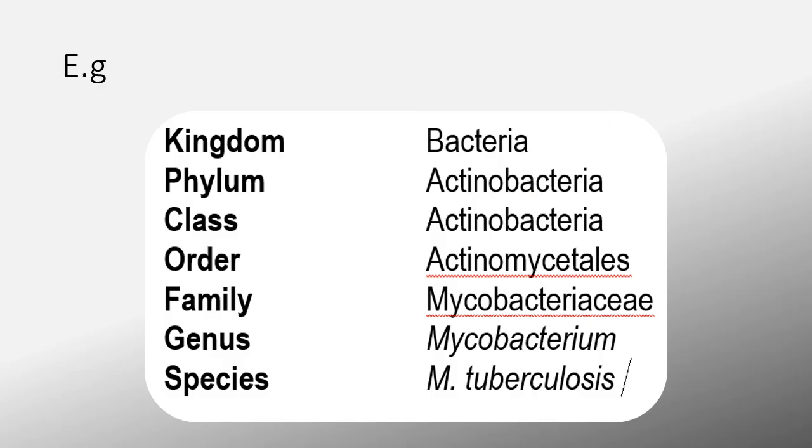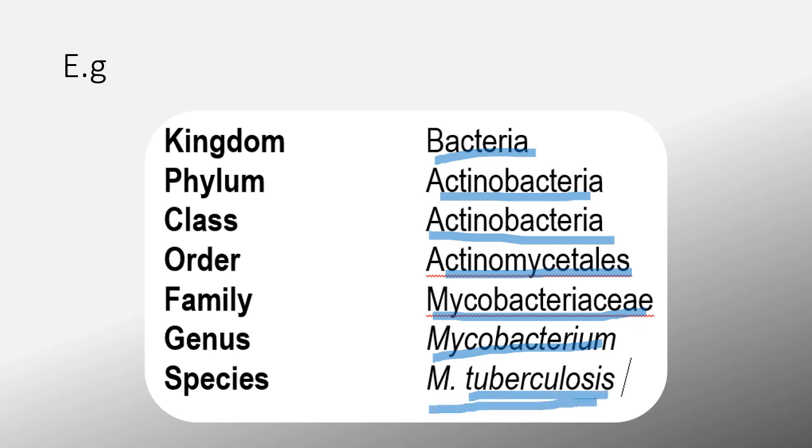Okay, this is an example. For instance, the kingdom is Bacteria, the phylum is Actinobacteria, the class is Actinobacteria, the order is Actinomycetales, the family is Mycobacteriaceae, the genus is Mycobacterium, and the species is tuberculosis, which gives the name Mycobacterium tuberculosis, or you can also write it as M. tuberculosis.